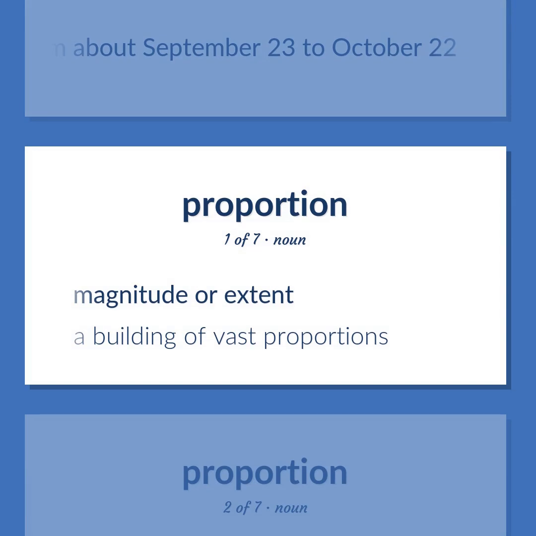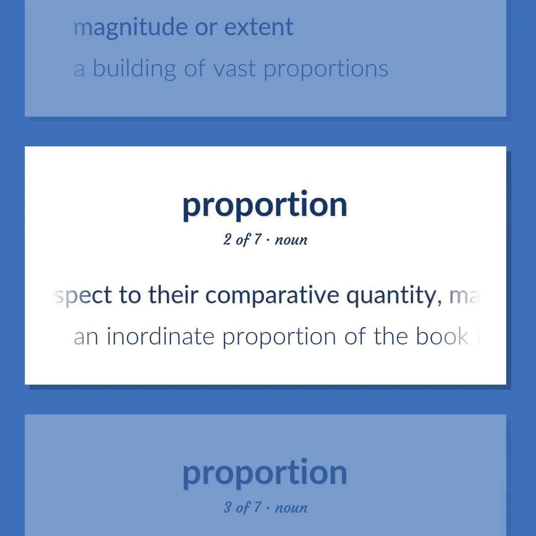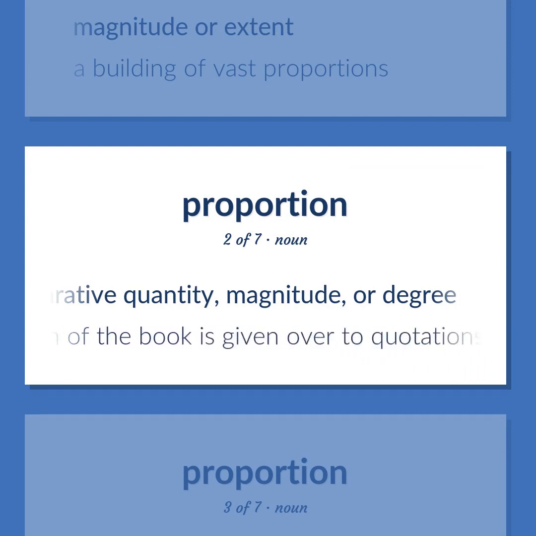Magnitude or extent. A building of vast proportions. The relation between things, or parts of things, with respect to their comparative quantity, magnitude, or degree. An inordinate proportion of the book is given over to quotations.